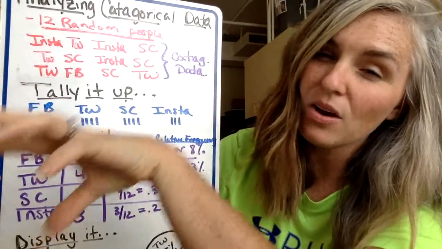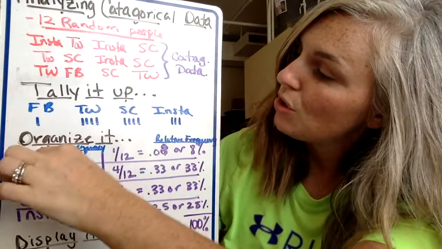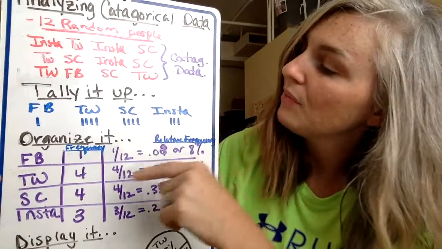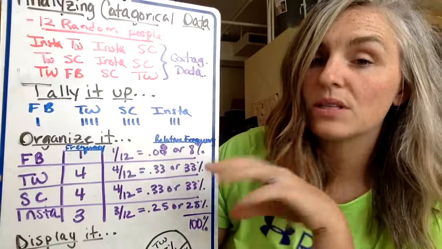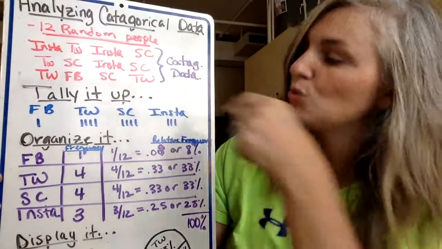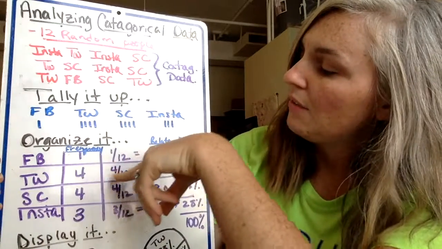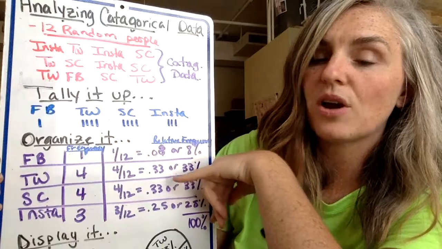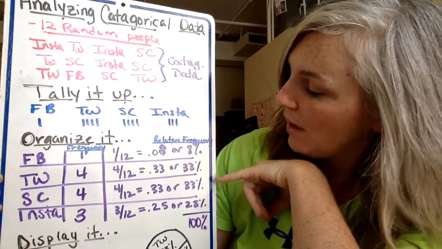I want to compare it to everybody else. So I might say, okay, 1 out of the 12 people liked Facebook, or 8%. That is called relative frequency. So it's frequency relative to the rest of the individuals. Then 4 out of 12 liked Twitter. So you can see me turning this into percentages, or I could use decimals. Either one is perfectly fine.